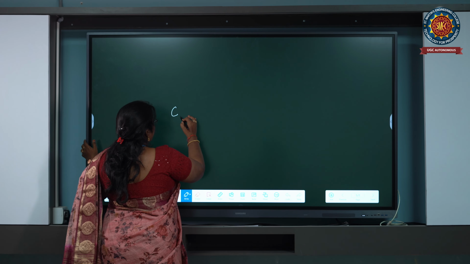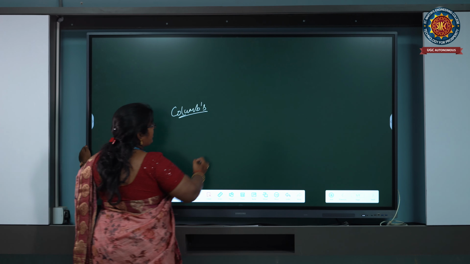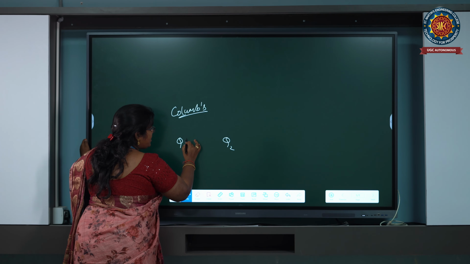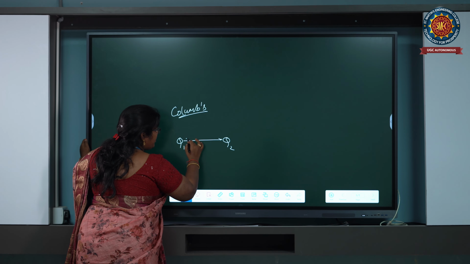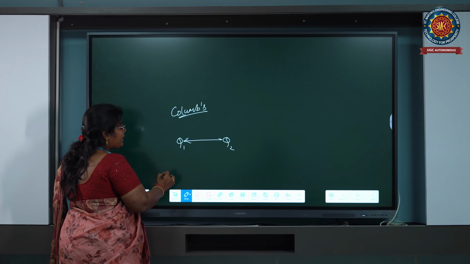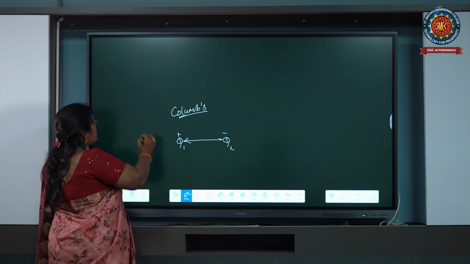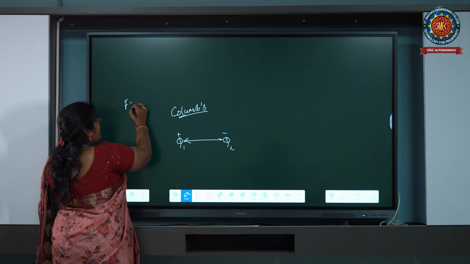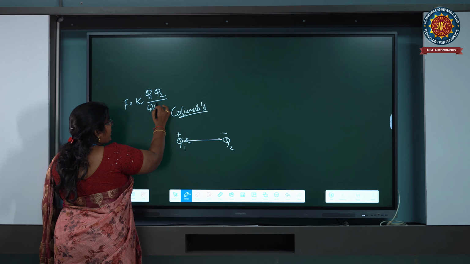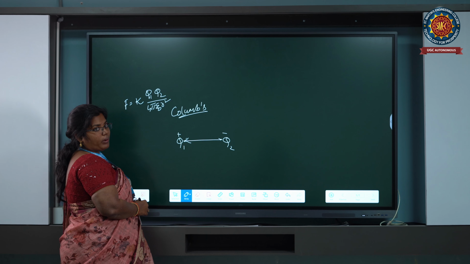You can observe here the statement of Coulomb's law. For the 2 point charges, that is q1 and q2, the force of attraction or repulsion between them can occur, whether they are positive or negative. The force acting is F equal to q1 q2 by 4 pi epsilon naught r square. This is the Coulomb's law formula.